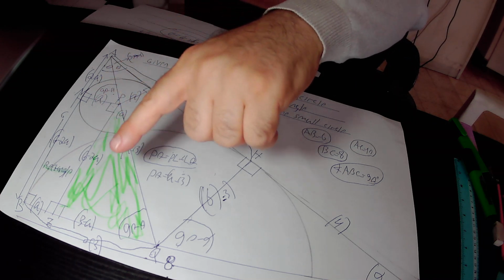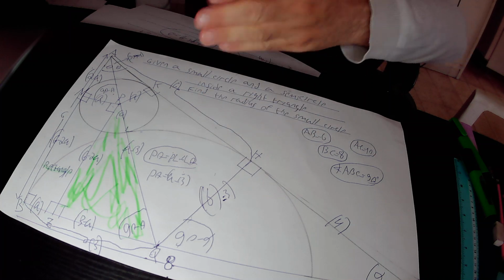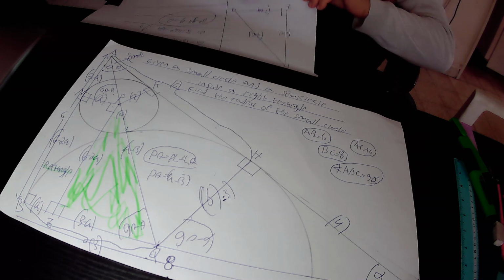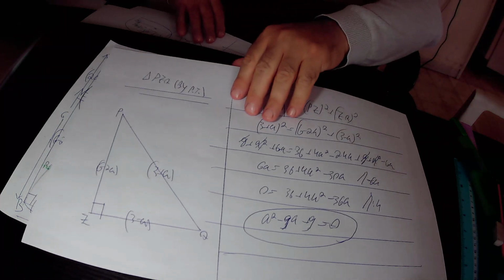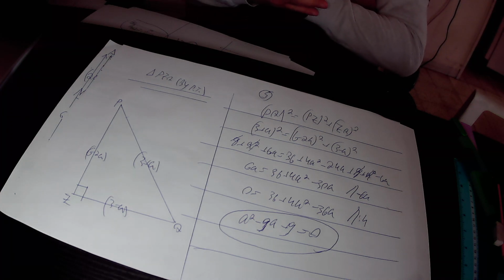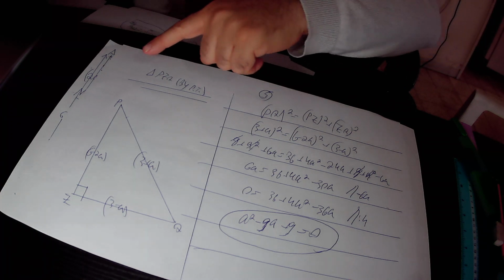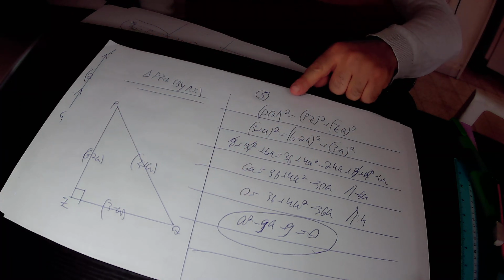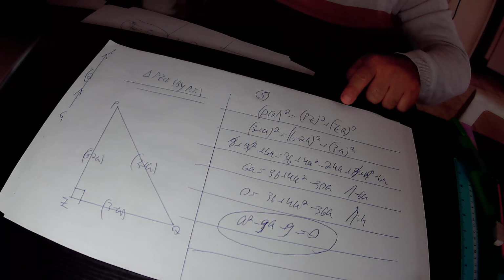copied the right triangle PZQ in a new page and implemented the Pythagoras theorem. This is the right triangle PZQ that I copied from the original drawing. According to the Pythagoras theorem, in this right triangle PZQ, PQ square equals PZ square plus ZQ square.